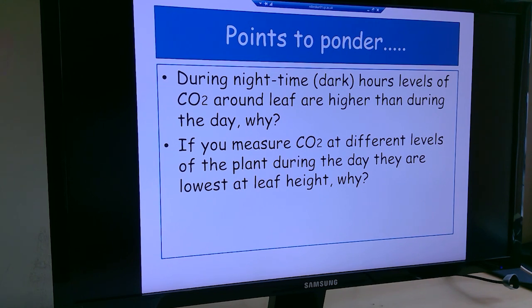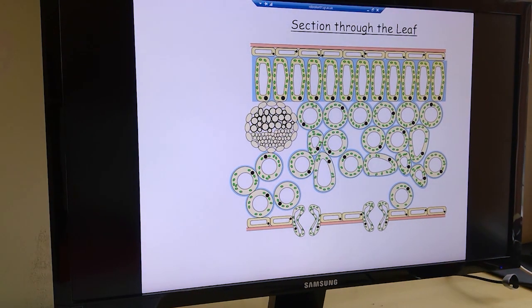Okay, so here's a couple of points to ponder. We'll come back to you later on. So during the night time, okay, levels of carbon dioxide around a leaf go much higher, and if you measure the carbon dioxide at different levels in a plant during the day, they're lowest at the leaf height. So we'll come back to those. They're the kind of difficult AO2 and AO3 questions they can ask in year 13.